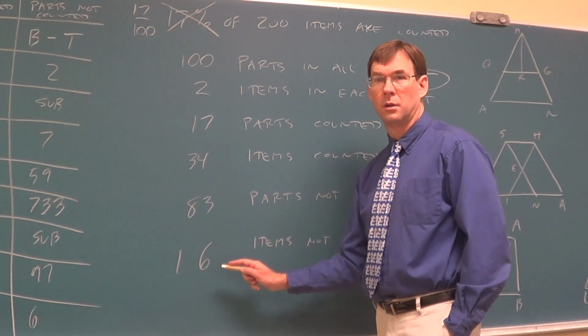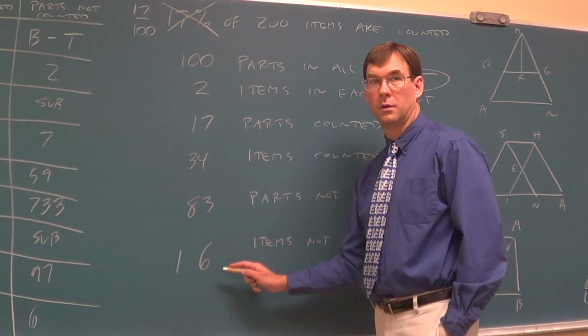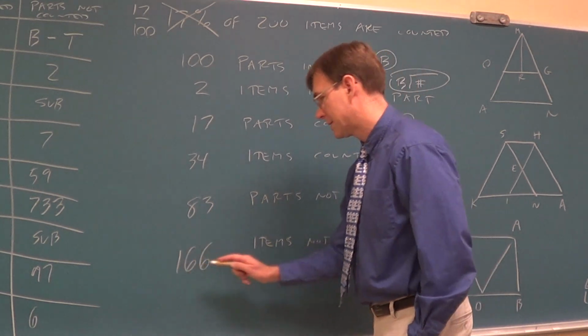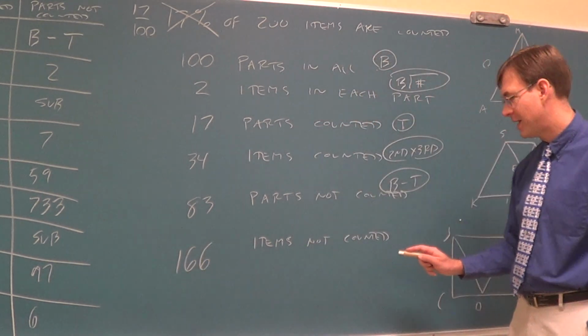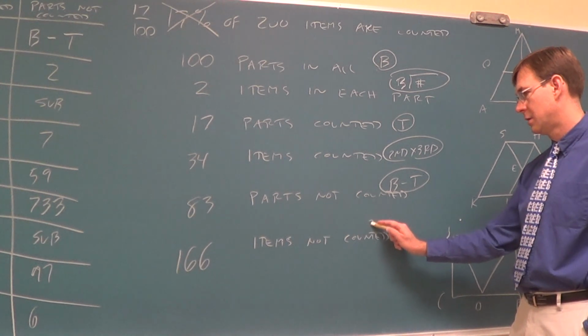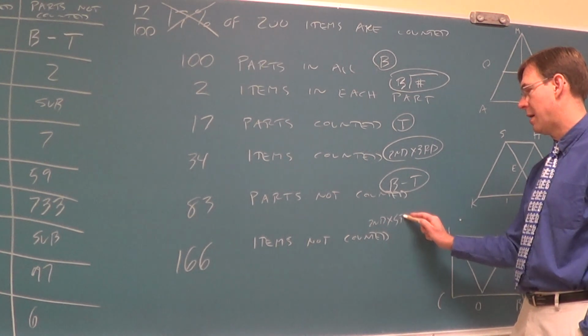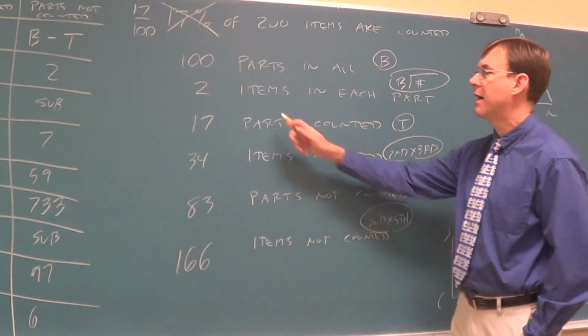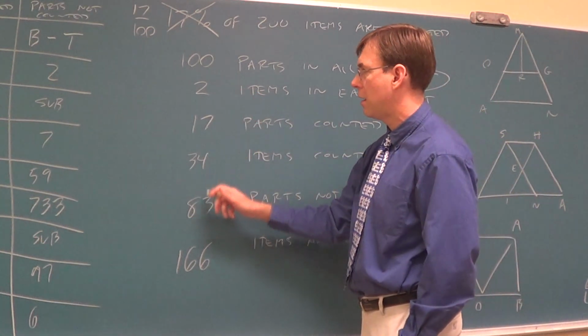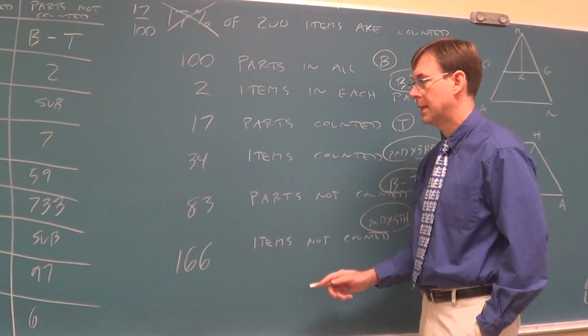Oh, 166. I put a number too. Yep, that's fine. How'd you do that? I did the second number times the fifth number. Second number told us there were 2 in every pile, and now there's 83 piles. So multiply that, it's 166.